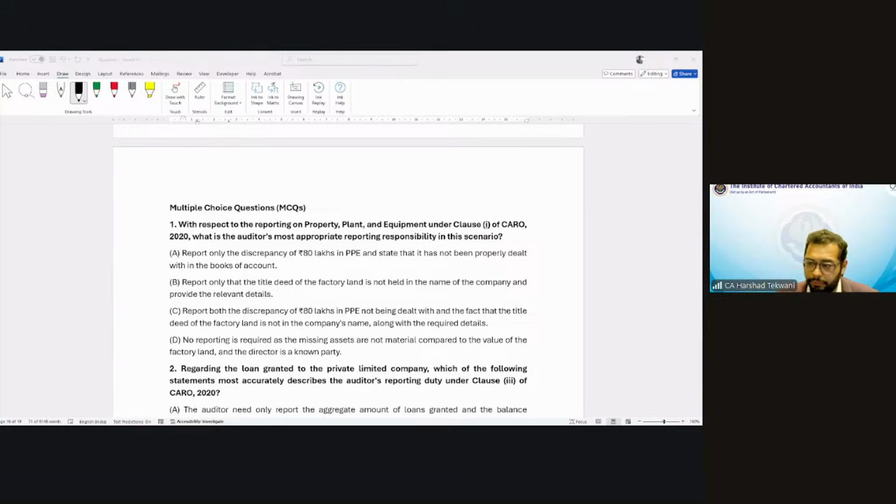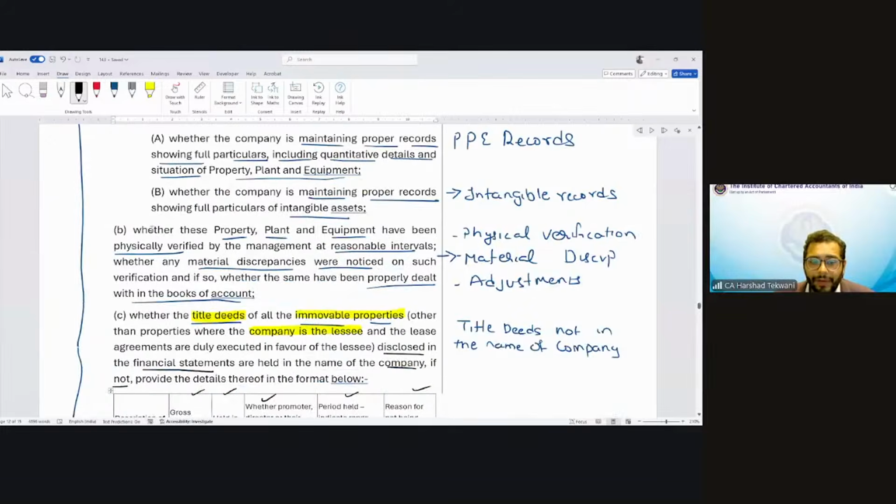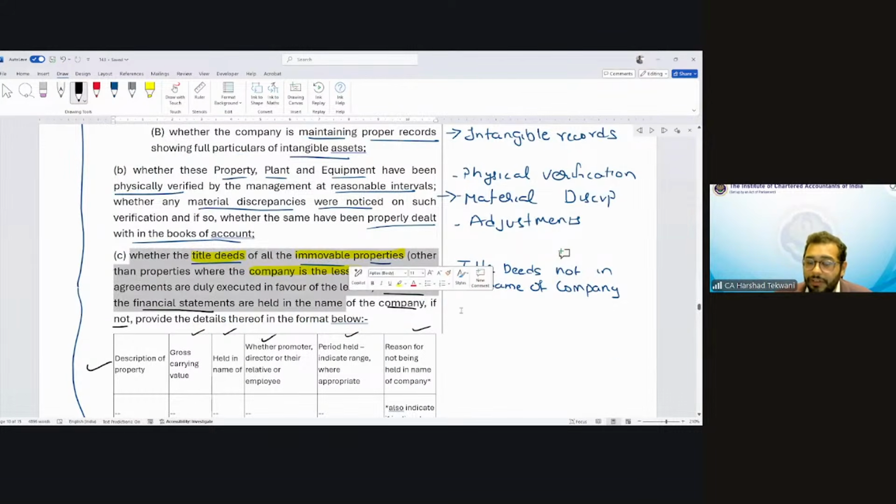Yes, C is correct. The reason is that the company conducted a physical verification. There was a discrepancy where machinery worth 80 lakhs was not found or was missing, and the land valued at 25 crores was held in the name of the director. We have seen the same reporting requirement when we discussed CARO. For property, plant and equipment, whether these have been physically verified by the management at reasonable intervals, whether any material discrepancies were noticed on such verification, and whether the same have been properly dealt with in the books of accounts. That's point B. Point C is on the title deeds which are not in the name of the company.